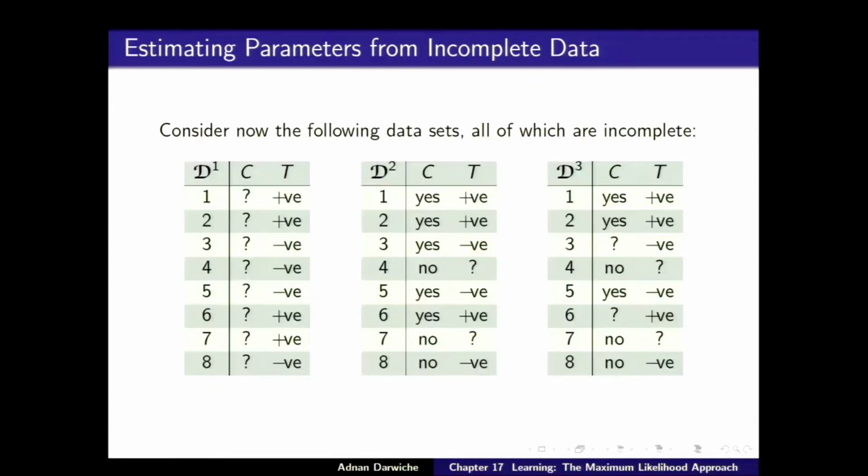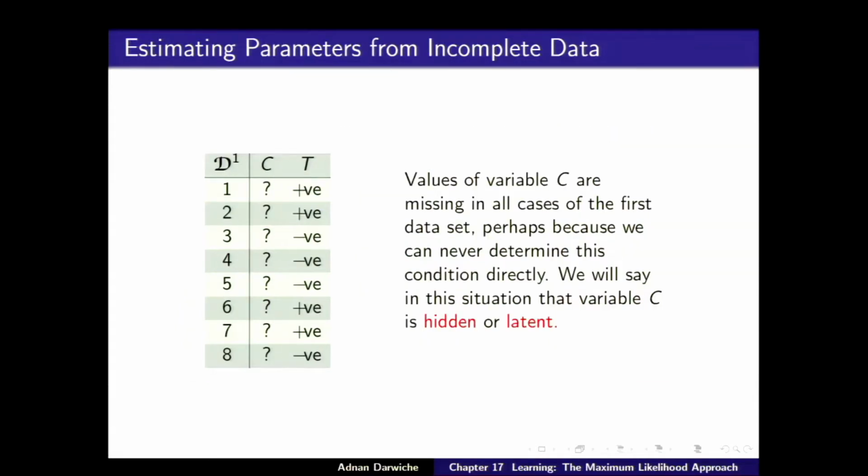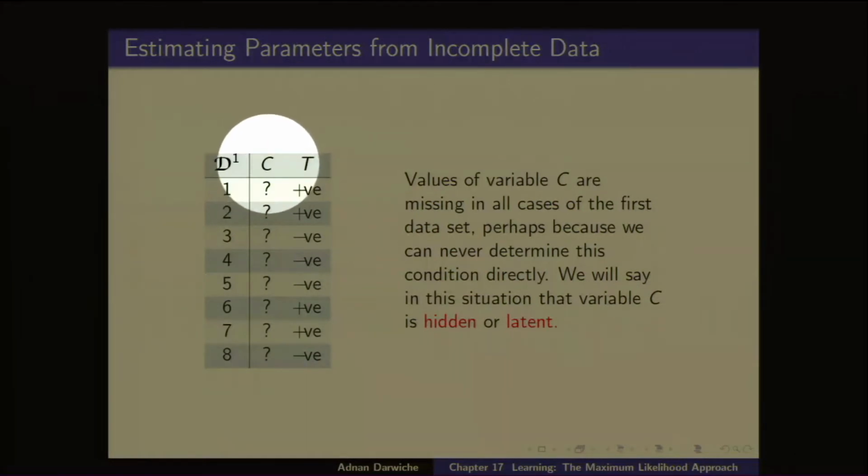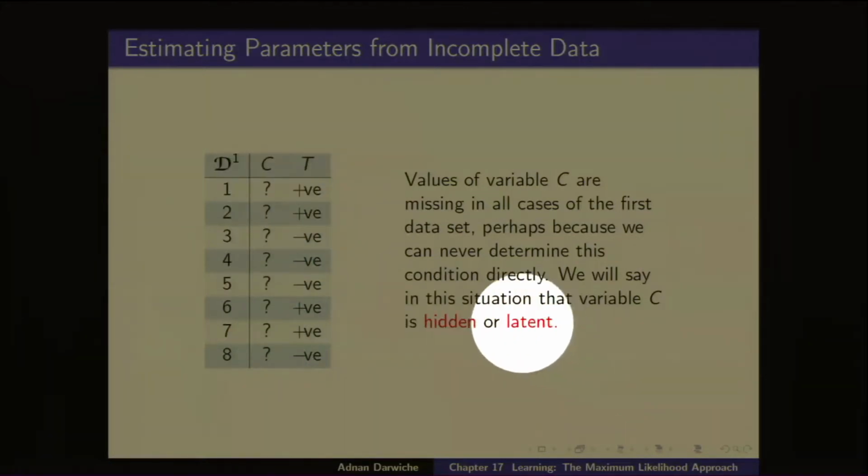Now, let's look at three different data sets for this particular example, and let's call them D1, D2, and D3. Look at them for a little bit, and we'll say a couple of words about each one of them because they exhibit different types of incompleteness as far as the data is concerned. In every row of the first data set, the value of the condition is unknown, and T is always known. In this situation, the variable C is said to be hidden or latent.